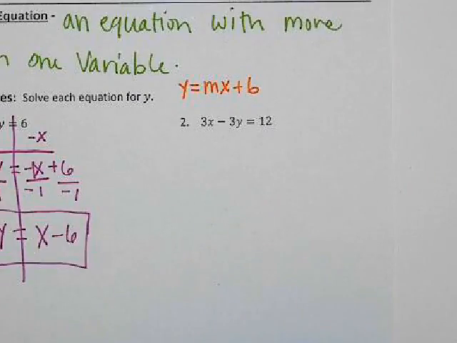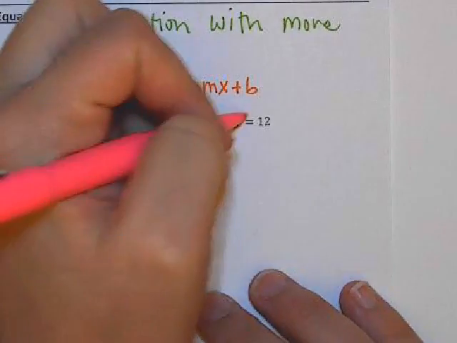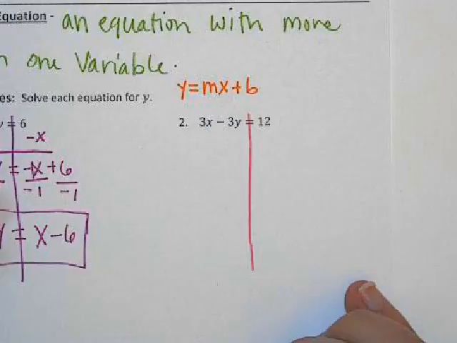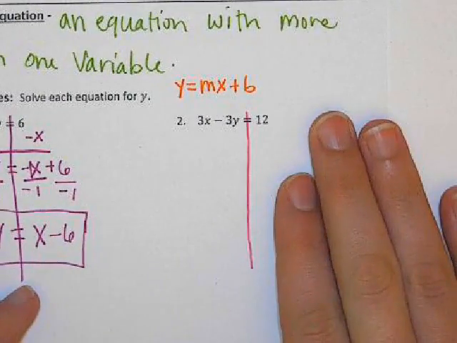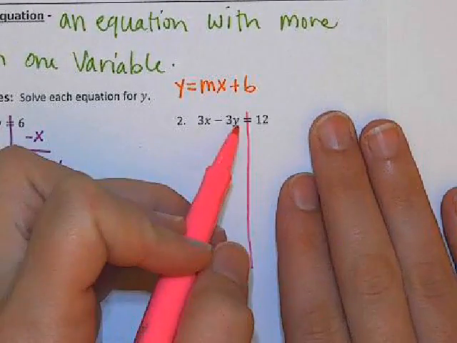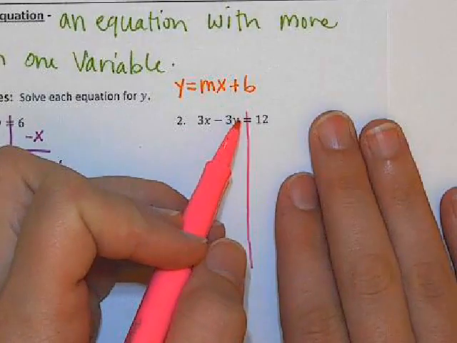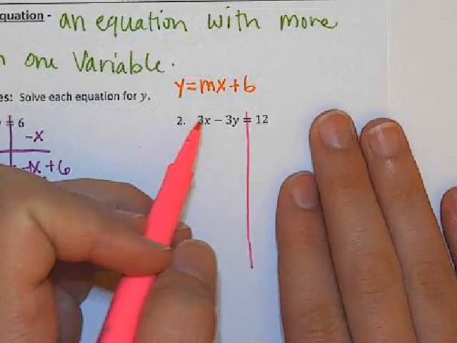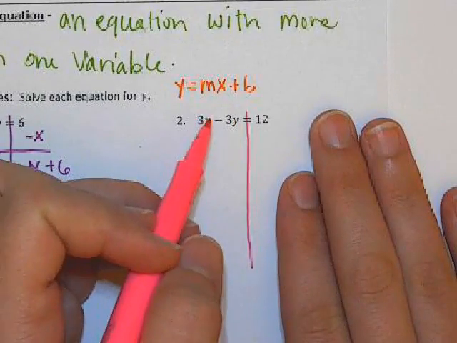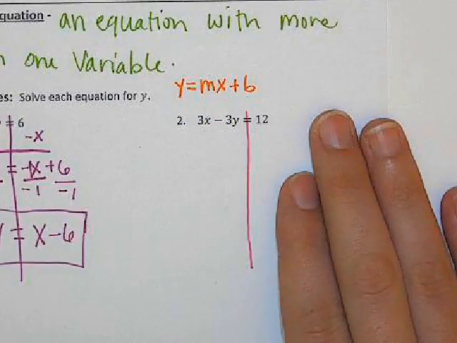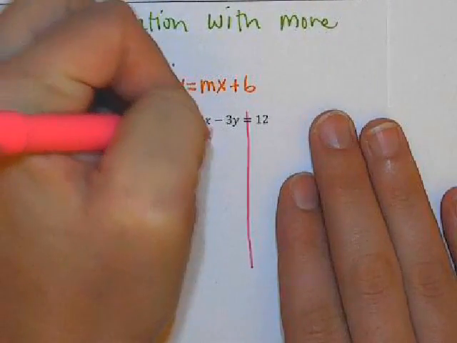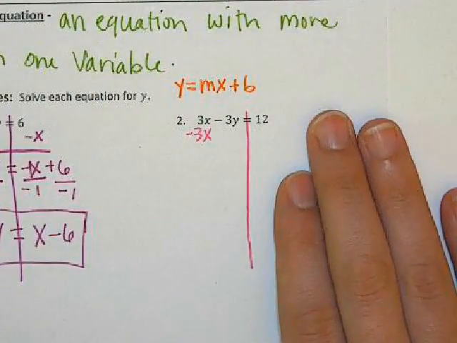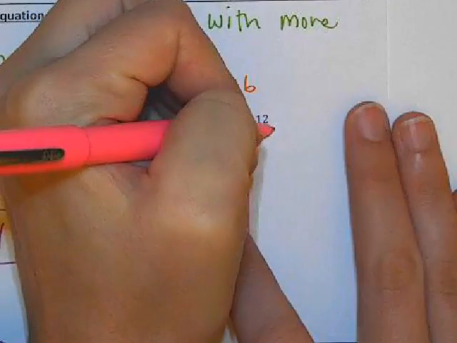Okay, number 2. Draw your line on number 2. What are we solving for? y. So I want to get everything away from the y. What do I need to move first? The 3x. How do I get rid of a positive 3x? Minus, negative or minus, same thing. Okay, minus 3x, and what I do to one side, I've got to do to the other.